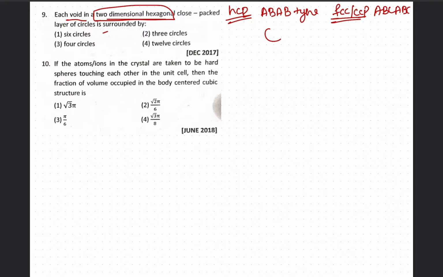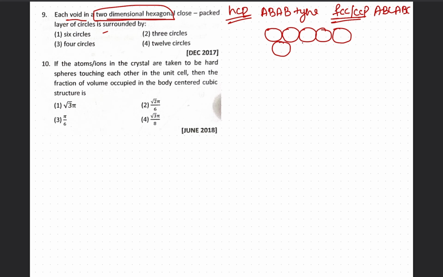Now next question, 9th question: each atom in a two-dimensional hexagonal close packed layer of circles is surrounded by. Now you should remember that in hexagonal close packing the layering is of AB type, right? While in FCC or CCP, both are the same, the layering is of ABC type, right? So they are talking of two-dimensional, okay, so this will be the layering.